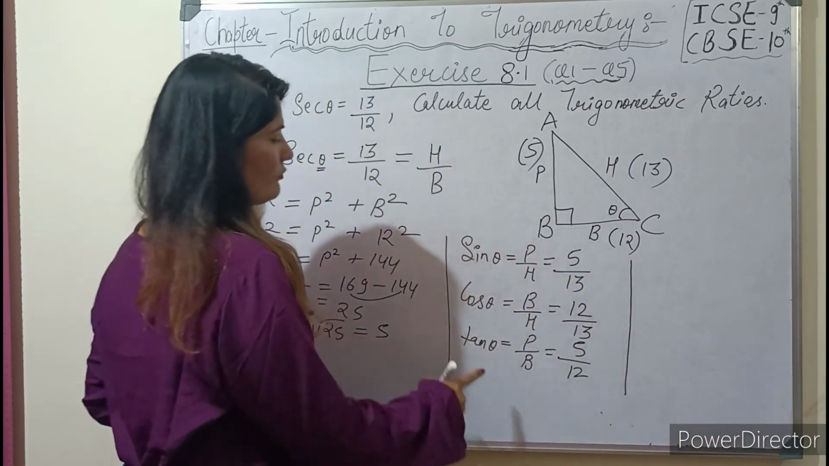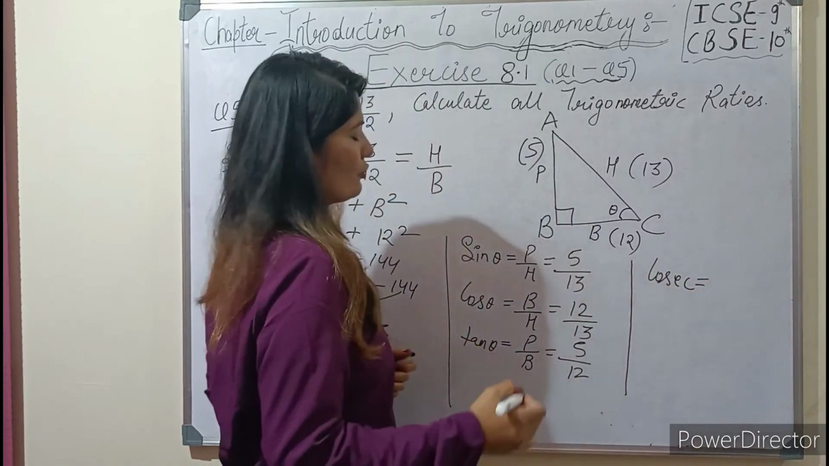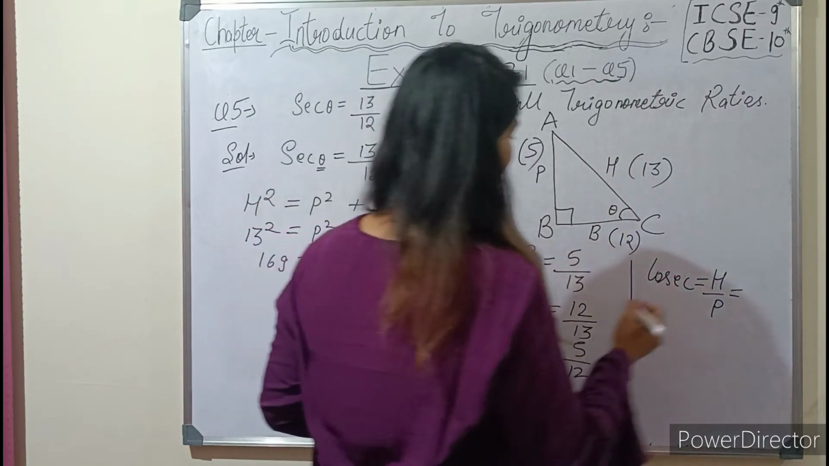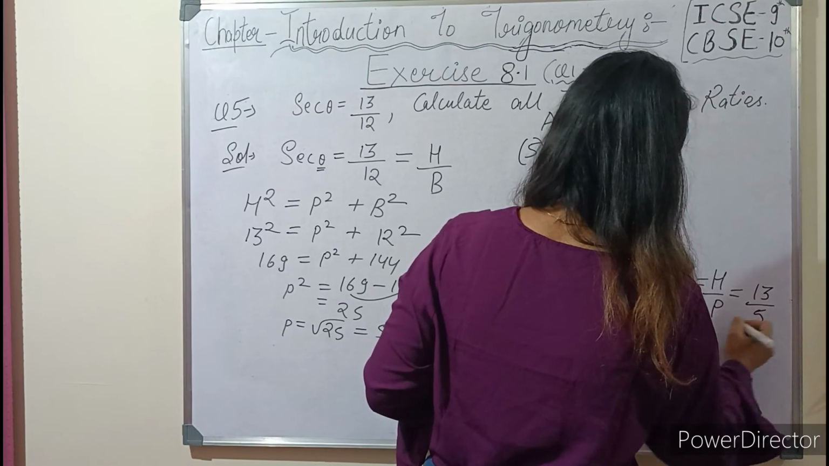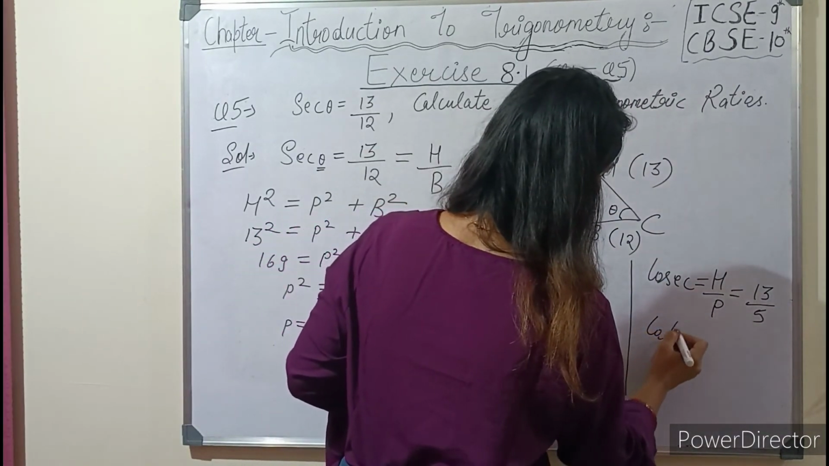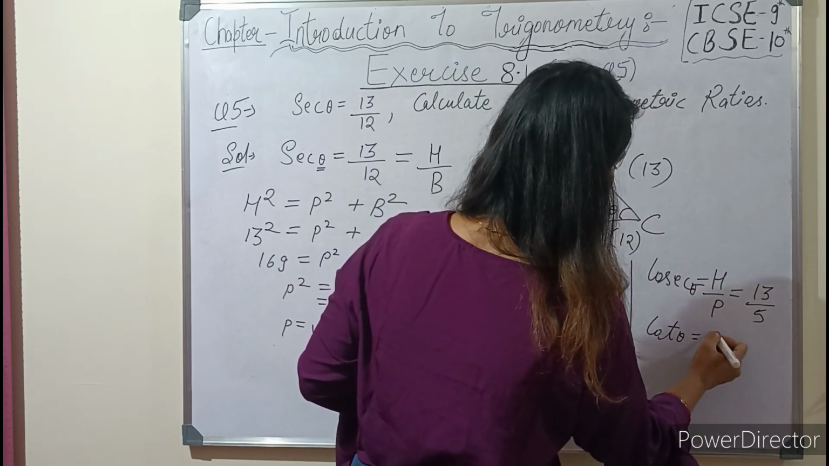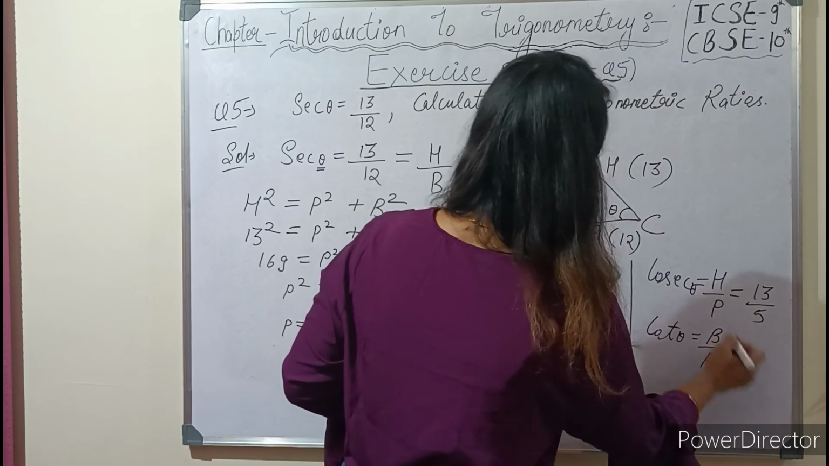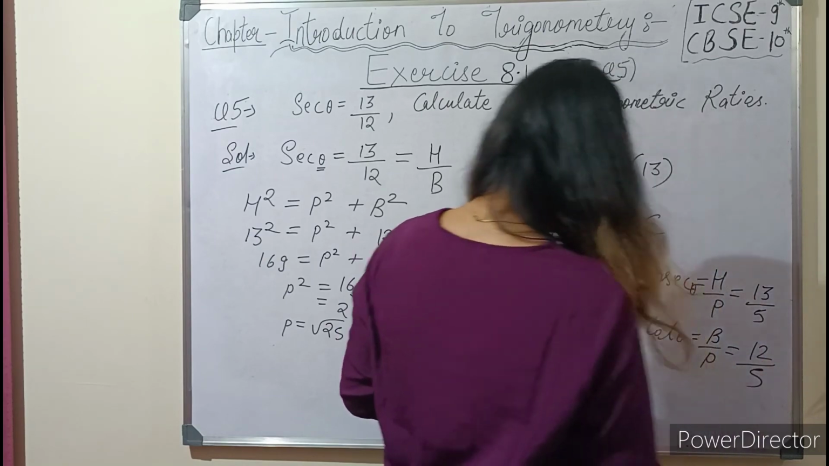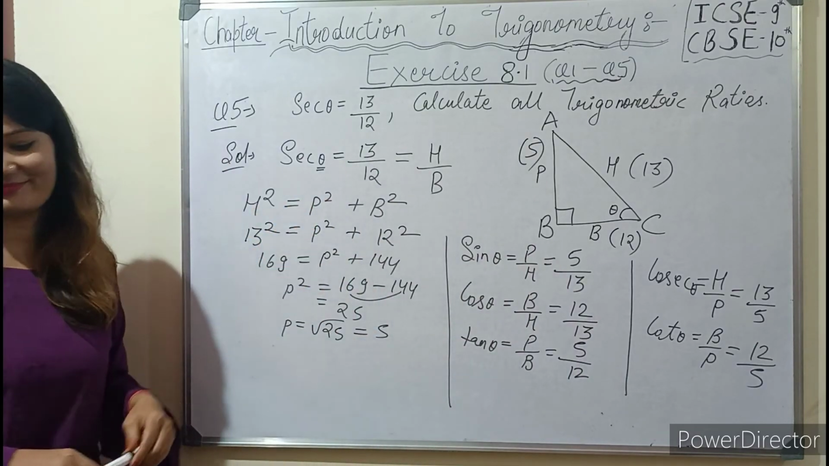The rest of the values after tan, find the value of cosec. The value of cosec is h by p. So the answer will be 13 by 5. Sec is already given here. The last one is cot. The value of cot theta is b by p. So here the value of b is 12, so it is 12 divided by 5. So these are the rest of the trigonometric ratios. So please have a look.